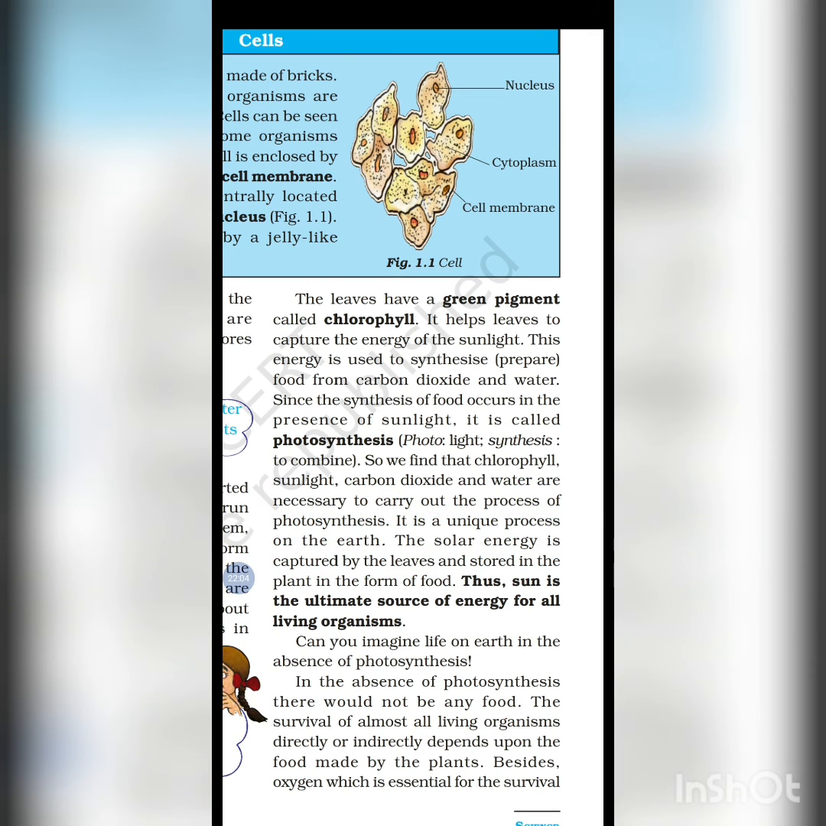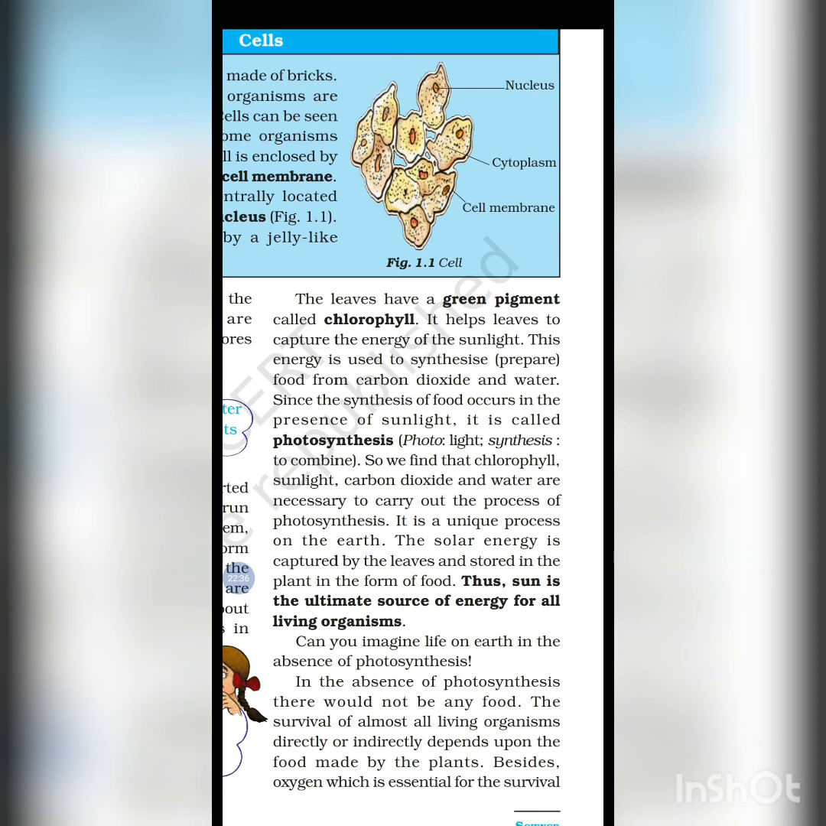Now a fill-up can also be made from this bold line: thus the sun is the ultimate source of energy for all living dash. It can be this also, that the dash is the ultimate source of energy for all living organisms. It can be like this also, the sun is the ultimate source of dash for all living organisms. Just you have to learn this line.